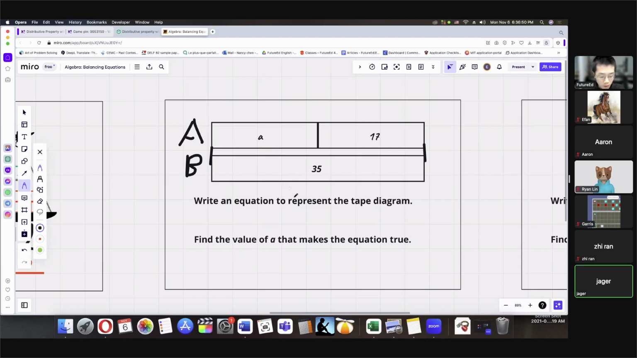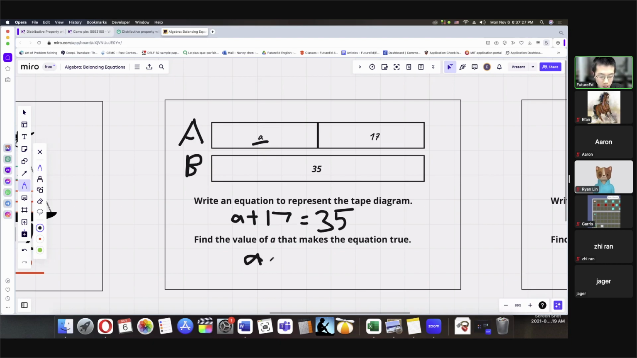So that's not very specific, right? Just saying ribbon A is equal to ribbon B, you don't have any numbers. So we want to see how we know that ribbon B is 35. So 35 is equal to something. What is that something? It's 35. Yeah, so A plus 17 is equal to 35. And I think you are on the way to solve this equation.